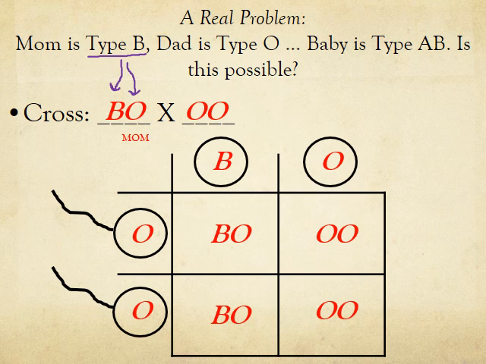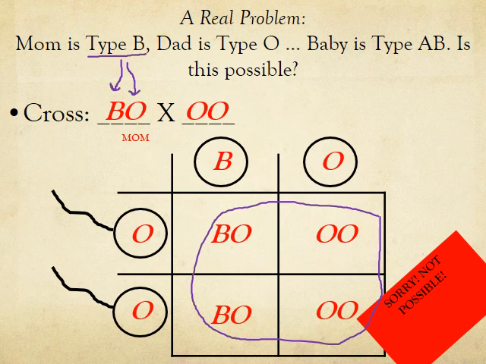Now, this is where we could run into a problem. The baby is AB. And if you look down here, there's no AB. So basically, is this child his? Nope. Unfortunately, I'm very sorry, that is not possible. Whoopsie doopsie.